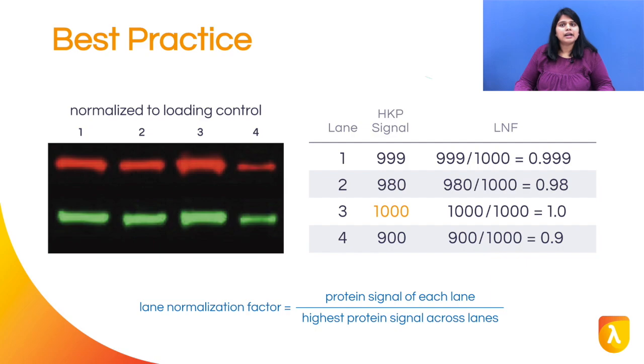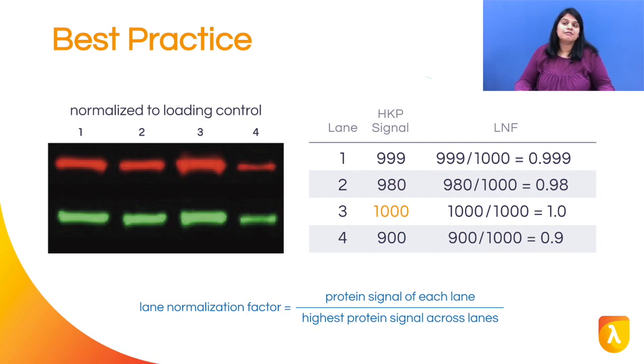Next, identify the highest value of loading control in the entire blot. In this example, the highest value is 1000, present in lane 3. To calculate Lane Normalization Factor, divide signal intensities of each loading control lane by 1000.